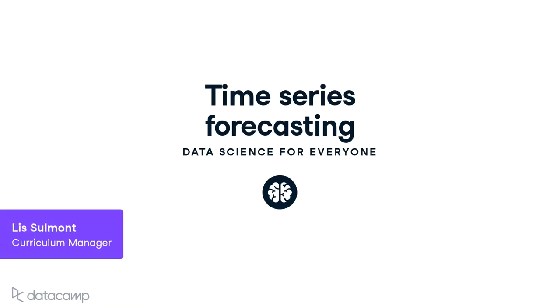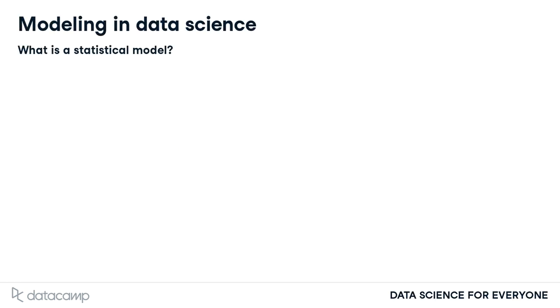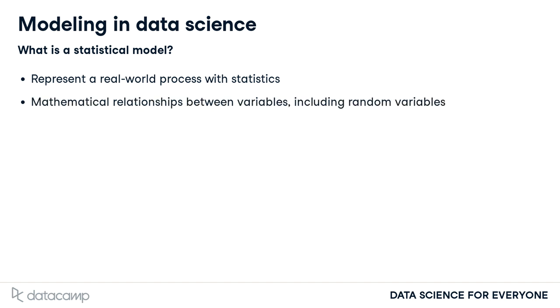Great job so far. Now we'll learn about modeling and time series forecasting. Data scientists and machine learning scientists spend a lot of time building models. Models attempt to represent a real-world process with statistics. At a high level, models define relationships between variables with equations. These definitions are based on statistical assumptions and historical data.